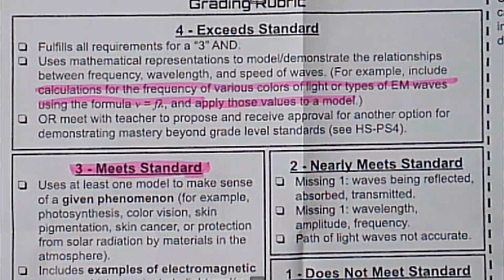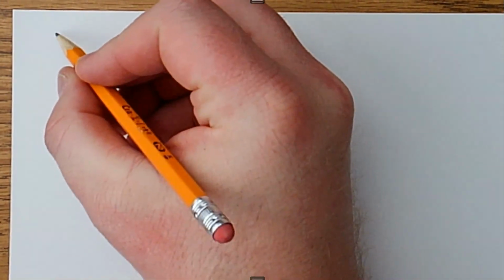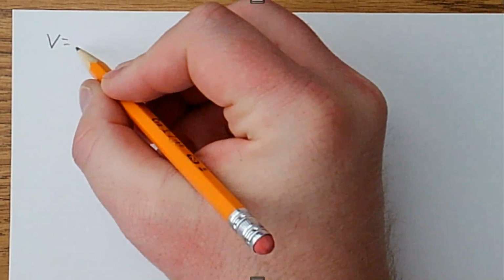Good. And it says, for example, include calculations, which means show your work, for the frequency of various colors of light or types of EM waves, using the formula V equals F lambda, and apply those values to a model. So this is just taking math skills that you already have from 8th grade math and applying them to something a little more complex that's related to light. That actually comes directly out of the high school standards that they would use in your physics class. So let's start with that equation. This will only take us a second to work this out.